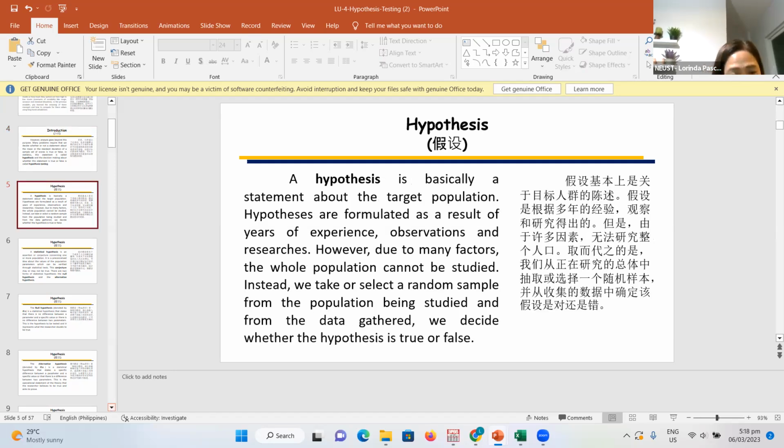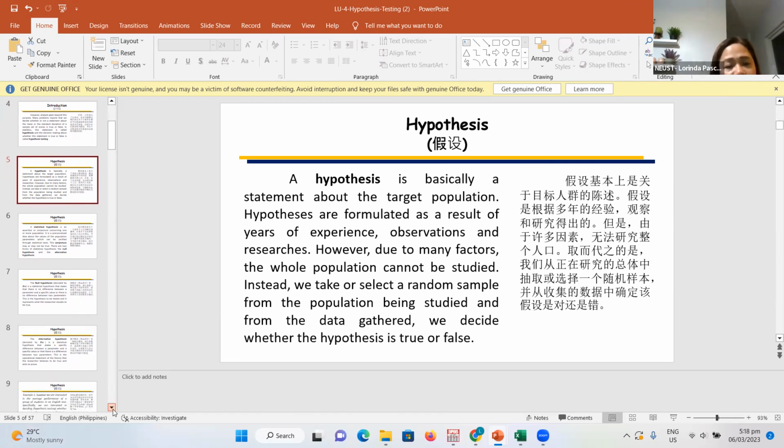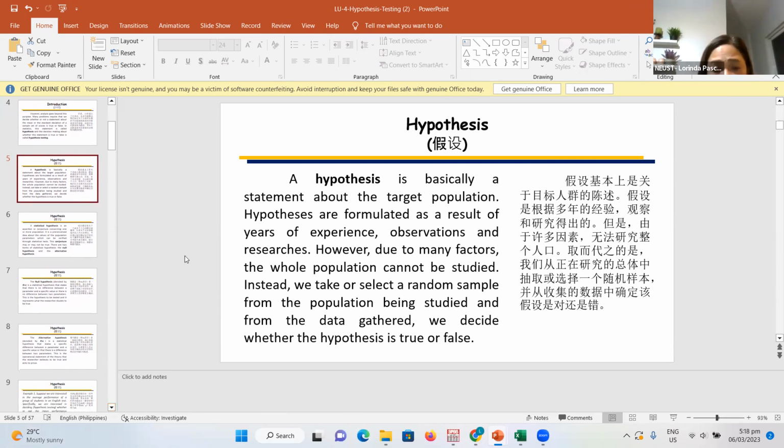Now, a hypothesis is defined as basically a statement about the target population. Hypotheses are formulated as a result of years of experience, observations, and research. However, due to many factors, the whole population cannot be studied.